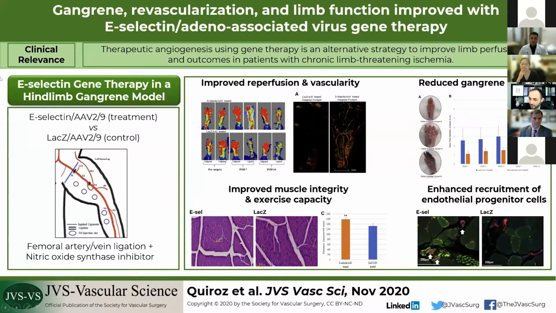Dr. Ribieras: Hi, everybody. My name is Antoine. Thank you so much for the opportunity to speak with you today. So just very briefly, I'll be discussing a novel gene therapy that we developed in our lab based on E-selectin, which is a cell adhesion molecule important for neovascularization. And we tested this gene therapy construct in a mouse model of hind limb gangrene.